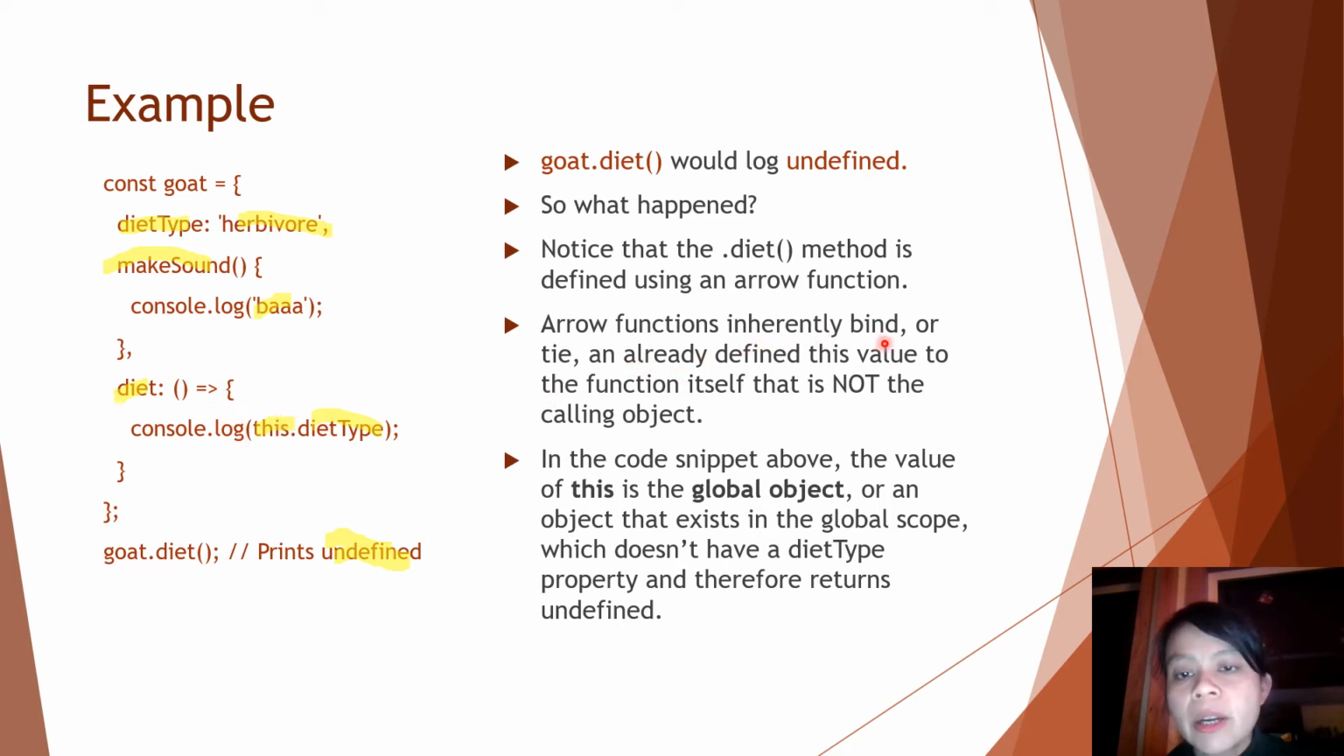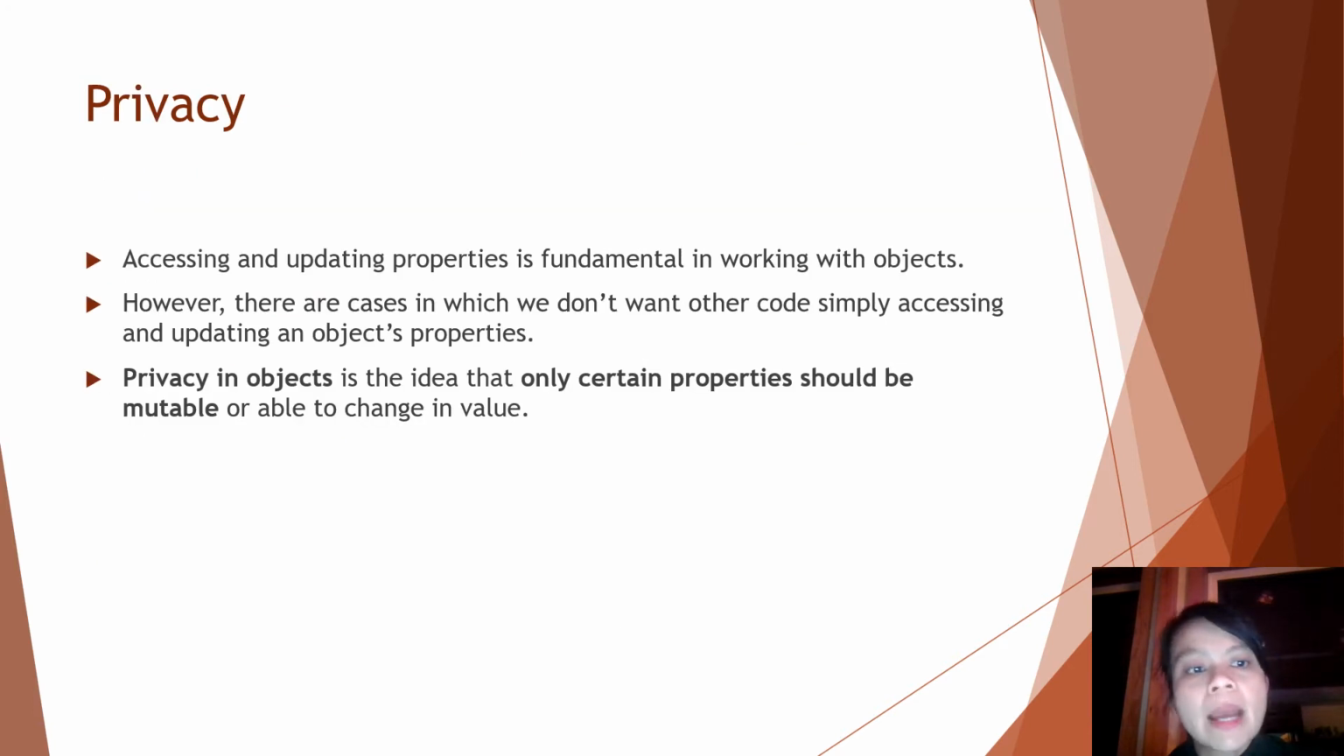An arrow function inherently binds or ties an already defined value to the function itself, meaning to the function itself that's not the calling object. So in the code snippet here, the value of this right here is the global object, or an object that exists in the global scope, which doesn't have a diet type property and therefore returns undefined. So accessing and updating properties is fundamental in working with objects, as you can see, otherwise it returns undefined.